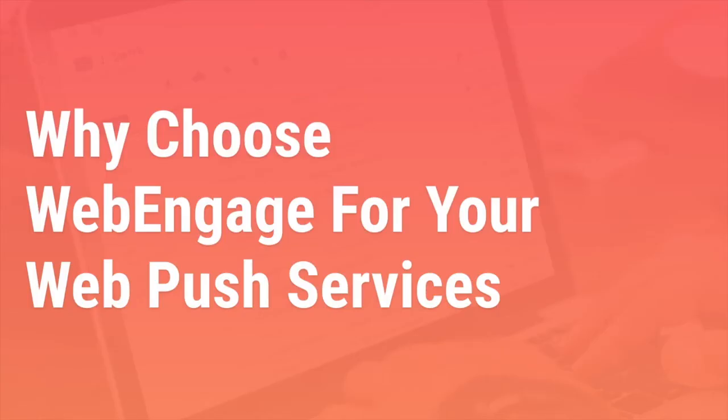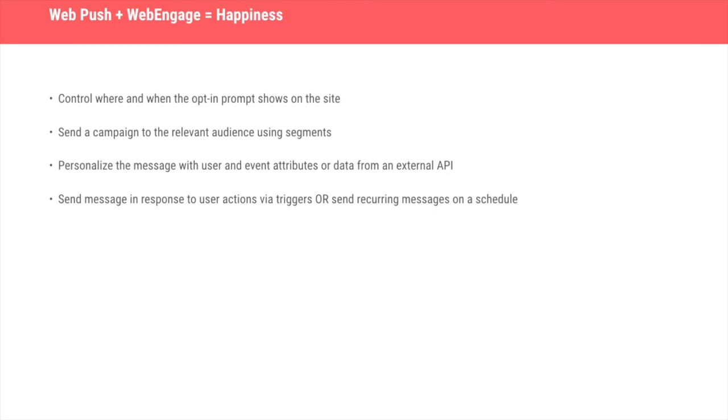Why would you choose WebEngage for sending out web push notifications? There are a couple of reasons. So you can control where and when the opt-in prompt shows up. As I said, you can choose on what pages based on page rules. You can specify on which pages the prompt should come up and when the prompt should come up. You can send a campaign to the relevant audience using segments, and you can personalize the same notification with user attributes, or even fetch some data from an external API from your system.